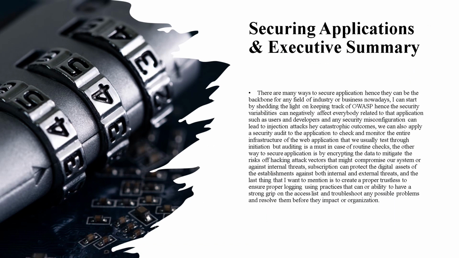Finally, I want to shed light on this slide about securing applications and the executive summary. There are many ways to secure an application, as applications can be the backbone of any field or industry nowadays. I can start by keeping track of the OWASP, since security vulnerabilities can negatively affect everybody in related applications, such as users, developers, and everybody in that chain. So any injection attack can have a catastrophic outcome. We can also apply a security audit to the application to monitor the entire infrastructure. And by the way, there are two types of audits, internal and external, and there are pros and cons for each and how they affect the system.